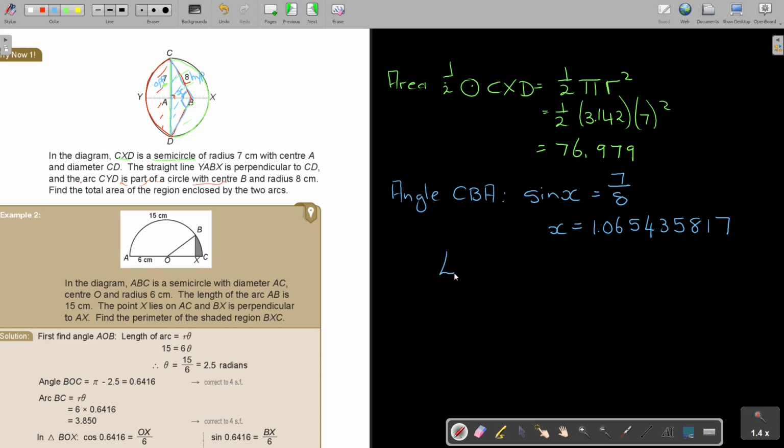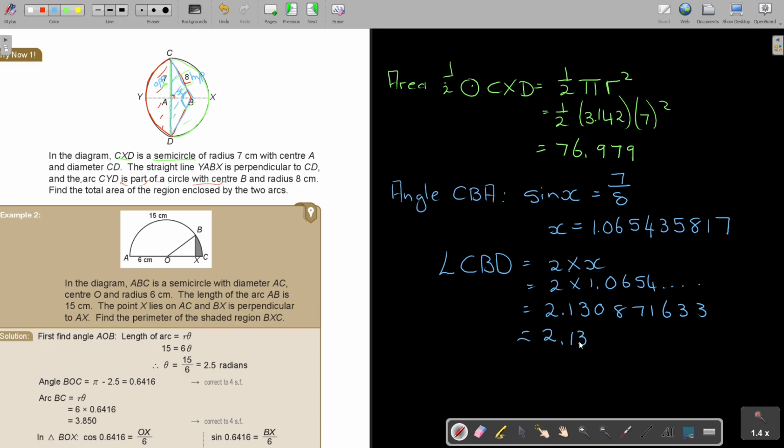So if I want to find angle CBD, angle CBD will be 2 times x, and that's 2 times 1.0654. I'm just keeping it on my calculator, times 2. And now, if I want the full calculator display, it's just to get used to that. It's just helping you in the exams, maybe sometimes getting a mark. But if I approximate, let's approximate it to at least 4 significant figures, so 5: 2.1309, I think. 1, 2, 3, 4, 5. That will be in order. And remember, it's in radians. Remember that your calculator must be in radians.